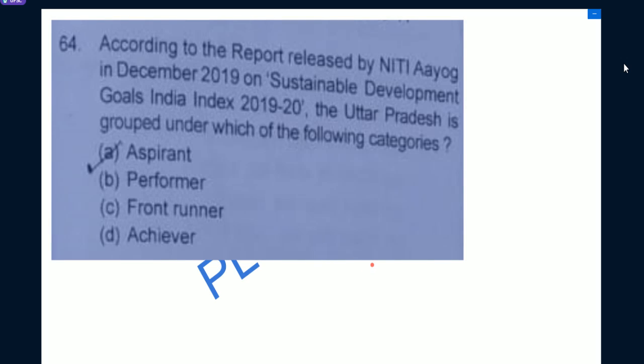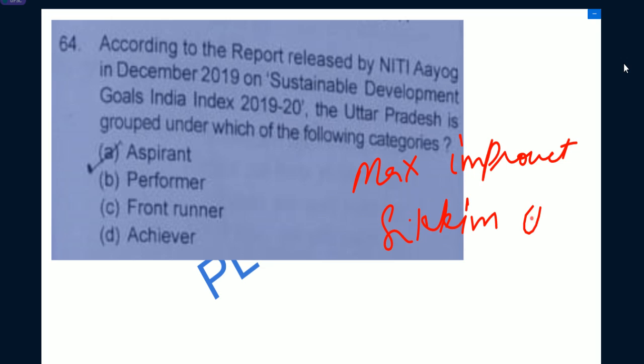According to the report released by the Niti Aayog in December 2019 on Sustainable Development Goals, India Index 2019, UP is grouped under which of the following categories? So UP, Uttar Pradesh, lies in the category of, it is the maximum improved state. ठीक है, maximum improved state along with Sikkim and Odisha. And which was the state at number 1 rank number 1? Kerala. Number 2 was Himachal Pradesh. So because it was the most it is a maximum improvement कहाँ पे हुआ है? यूपी, सिक्किम और उड़ीसा में हुआ है. So it would be aspirant.